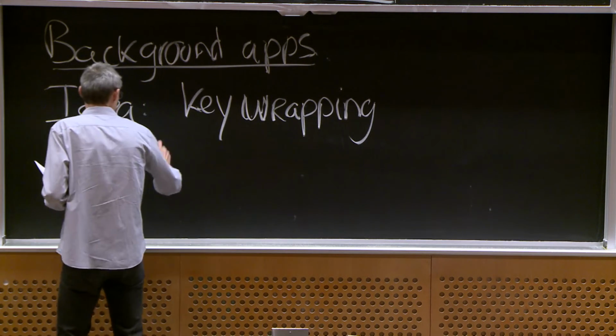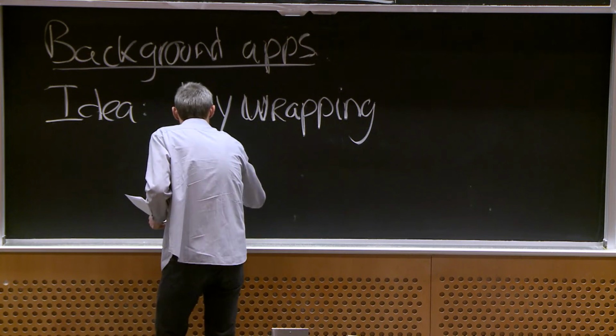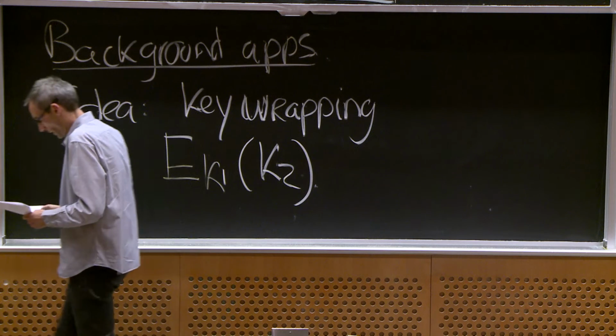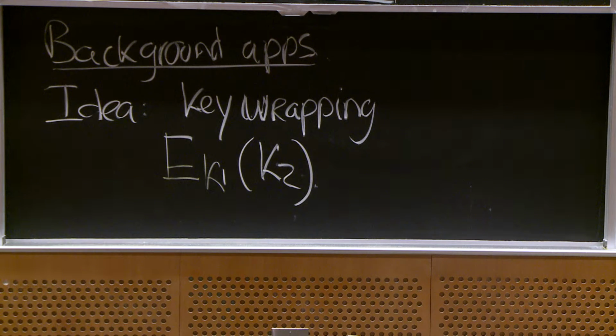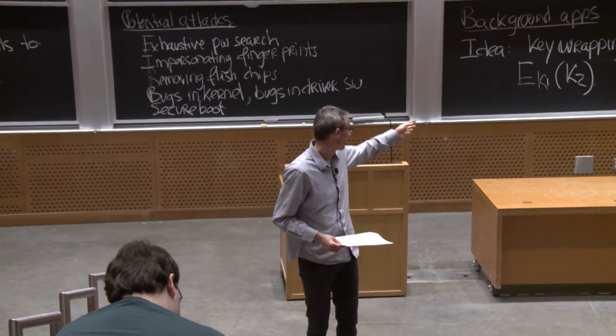And the core of the idea basically is you take one key and you encrypt it with another key. And the reason you want to do that is because you want to delegate, for example, this key 2 to somebody else.